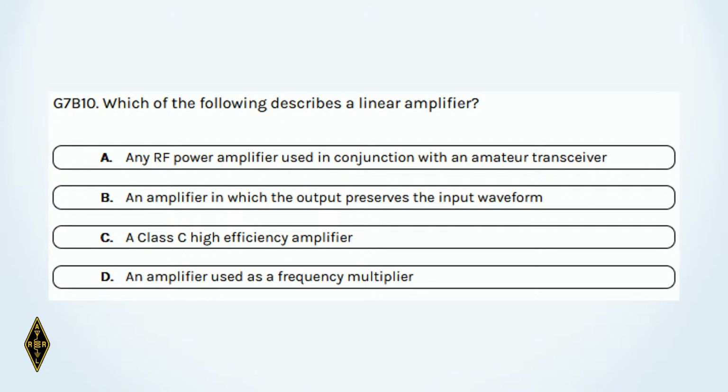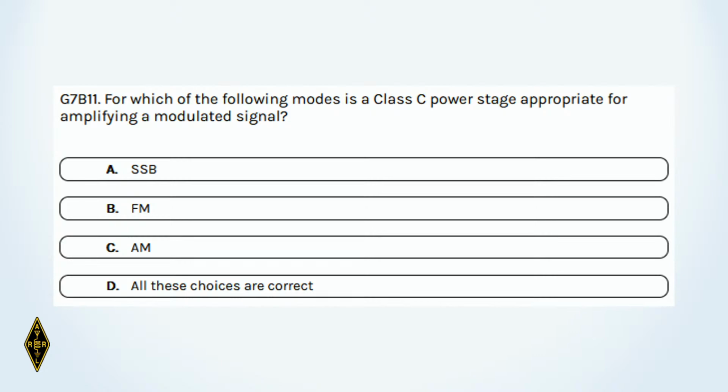So which of the following describes a linear amplifier? Be confident, B is correct. An amplifier in which the output preserves the input. Yes. And for which of the following modes is a Class C power stage appropriate? No, Delta. Because Class C, remember, is the one that only amplifies the tip. Bravo, FM.